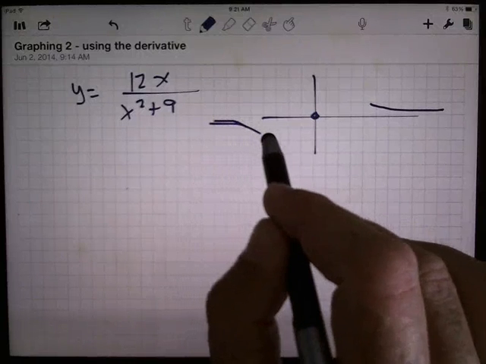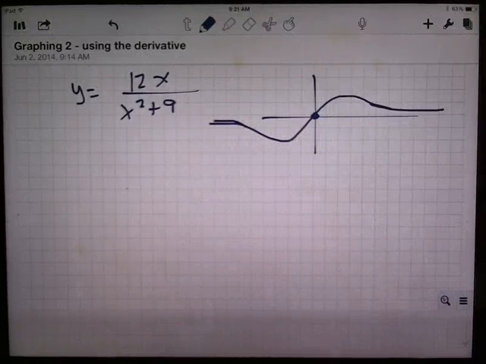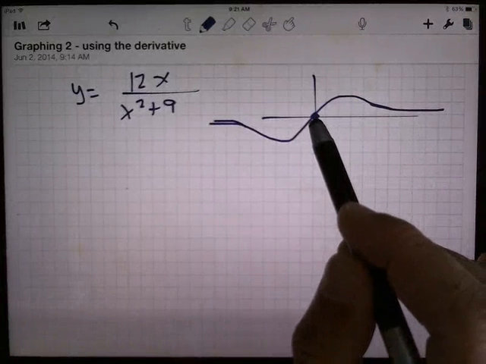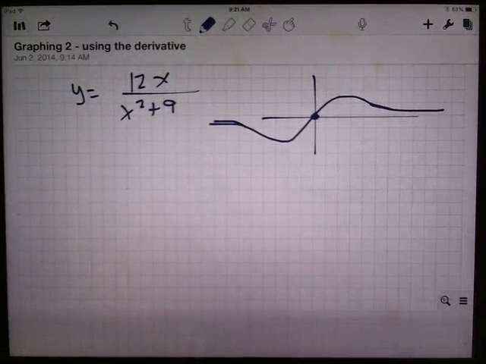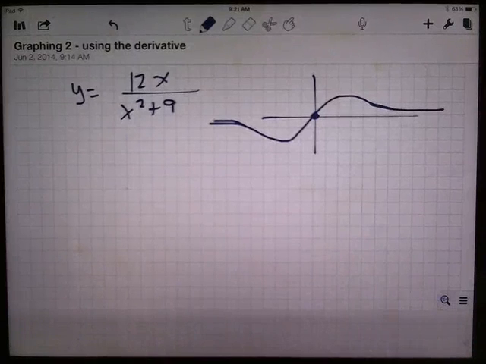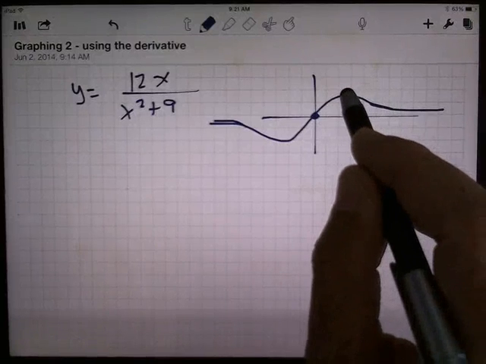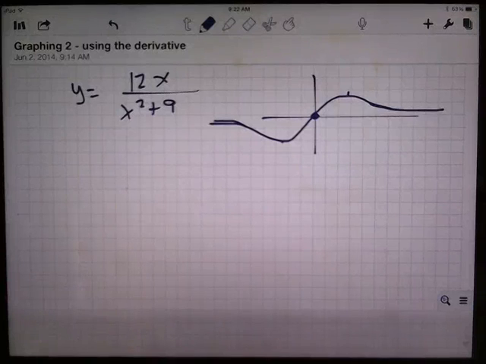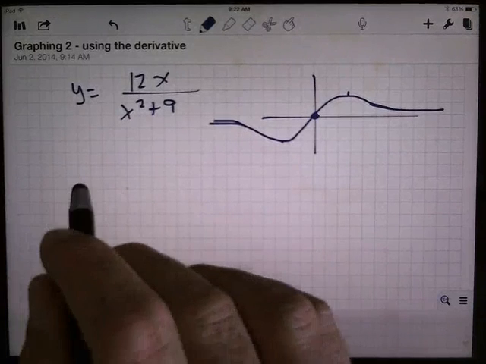So it looks to me like the graph has to look something like this. There's no vertical asymptotes. There's one x-intercept. There's that horizontal asymptote of 0. So I've got a pretty good idea what it looks like. What I don't know is exactly where the highest point is or the lowest point is there. Well, that's what the derivative is going to let me do, right? So let's do that.